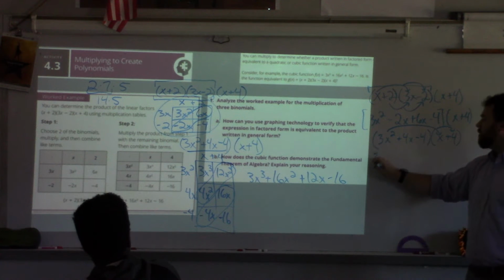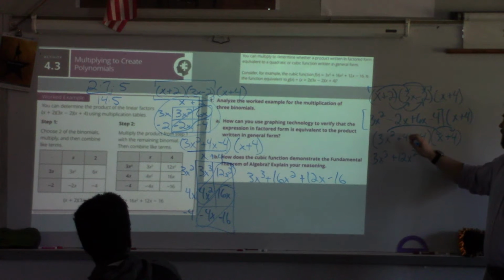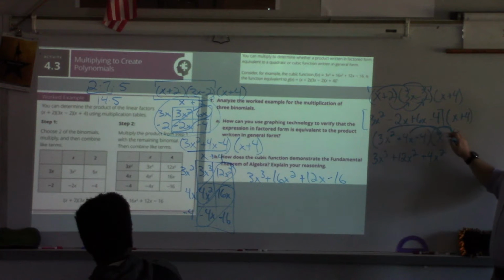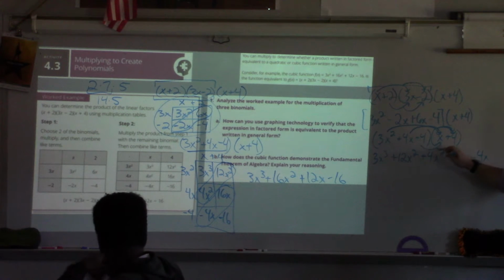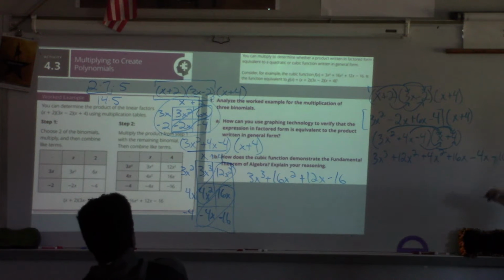So you have to show that distribution, but 3x cubed plus 12x squared, then 4x times x is plus 4x squared. 4x times 4 is plus 16x. Negative 4 times x is minus 4x. And negative 4 times 4 is minus 16. And you do have to pay attention to where your like terms are.